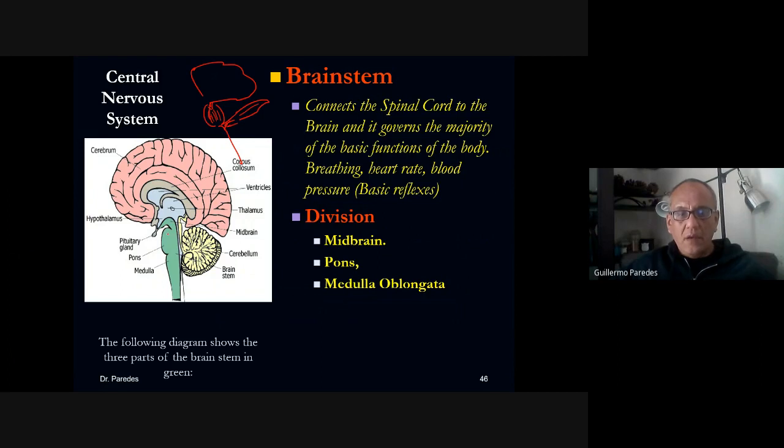Okay, the brainstem is this. All this is the brainstem. We have here the midbrain. This is the midbrain here. Here's the pons. And here's the medulla oblongata. These, as I mentioned, are where the cranial nerves come from. It's a parasympathetic nervous system. Okay? All right.